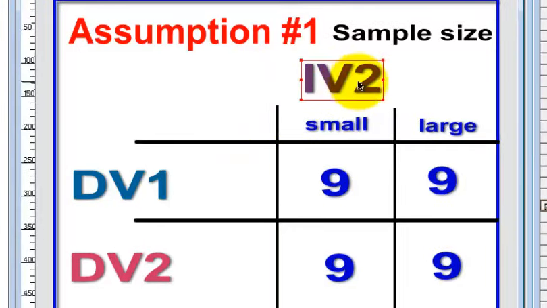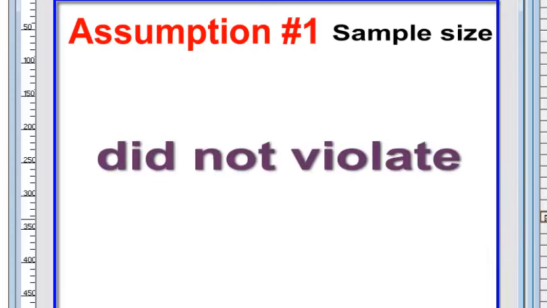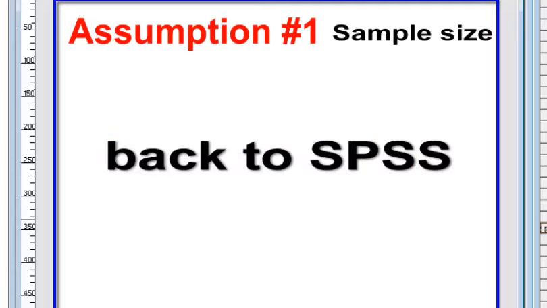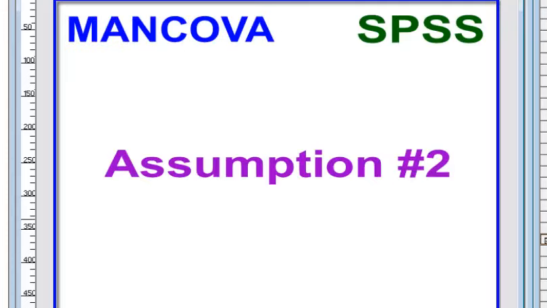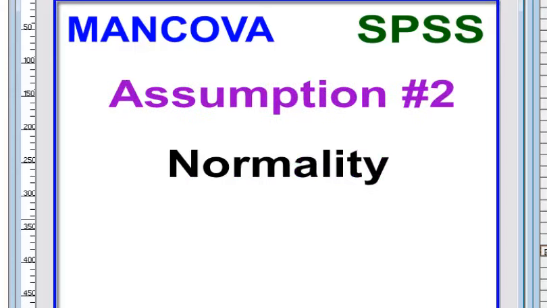And here's IV2, same thing. Right? There's only 2 levels of IV2, and we got 9 in each. So we did not violate the assumption of sample size. So back to SPSS. Second thing we're going to do is check the normality.